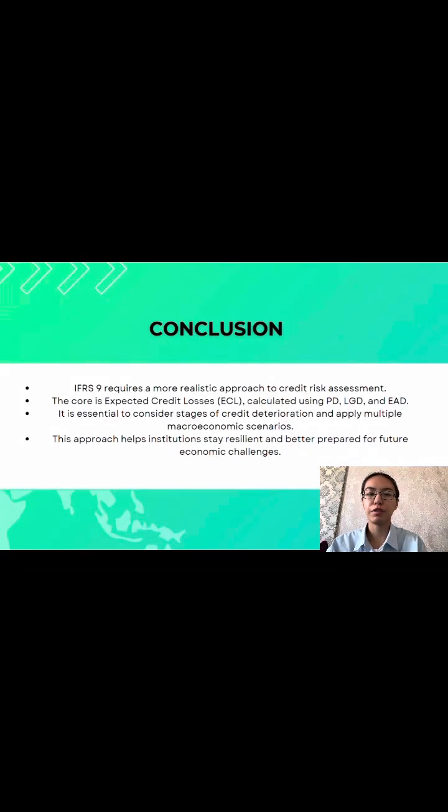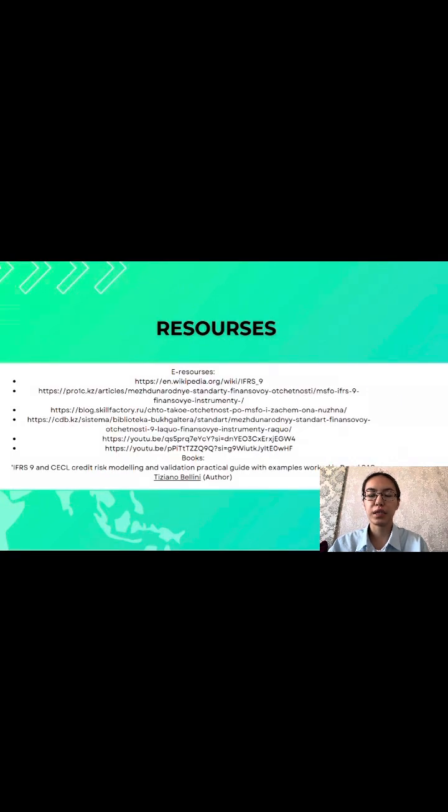So, to conclude, IFRS 9 is not just about accounting, it is about predicting risk, preparing in advance, and making financial reporting more reliable and transparent. These are the resources I used to study IFRS 9.